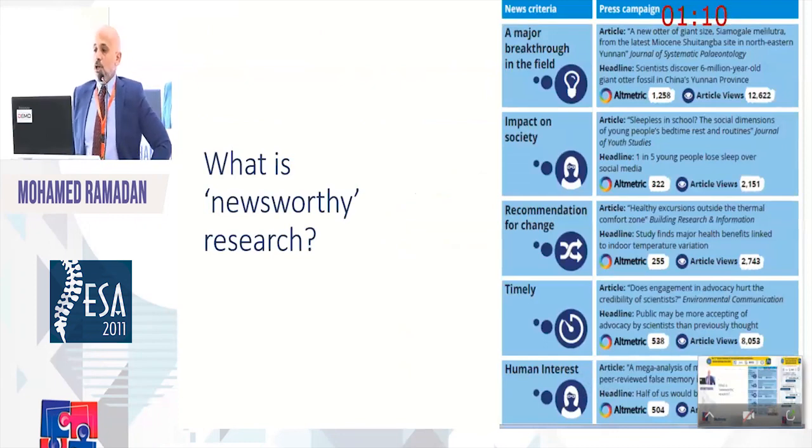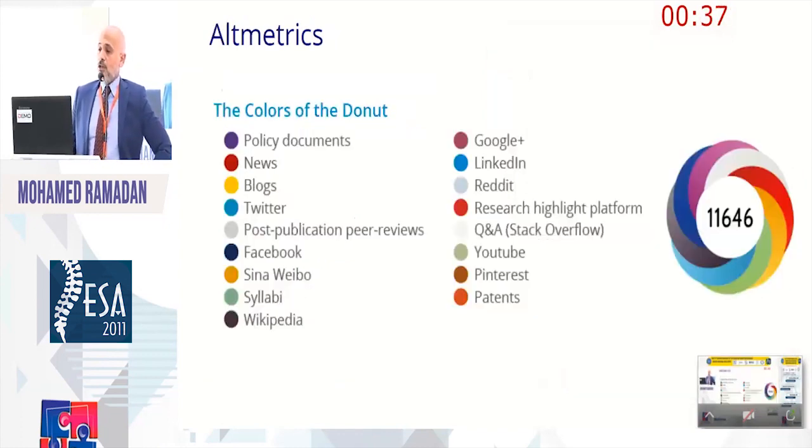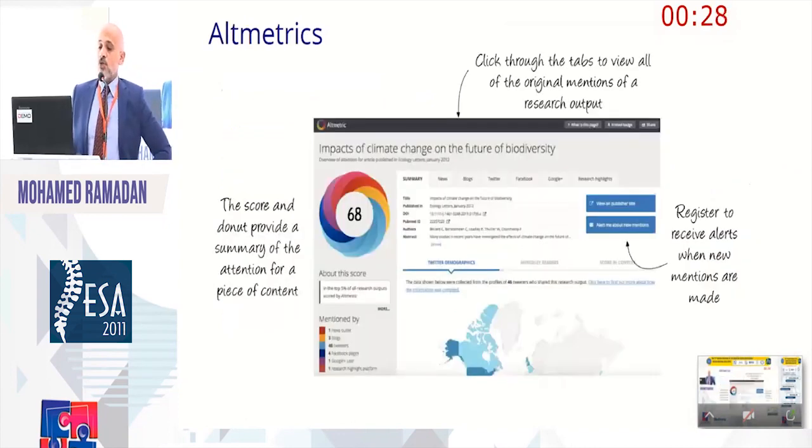Altmetric, called the altmetric attention score, tracks the attention a scholarly article receives online. It's a track record of attention, a measure of dissemination of the work, an indicator of influence and impact. This is called an altmetric donut. It has different colors, which represent different sources of attention, and you get a score. The score of a donut provides a summary of the attention a piece of content has received. Last but not least, through Taylor and Francis, there are author services, which give guidance and ideas for authors. Thank you.